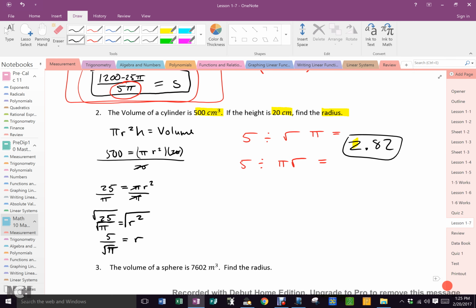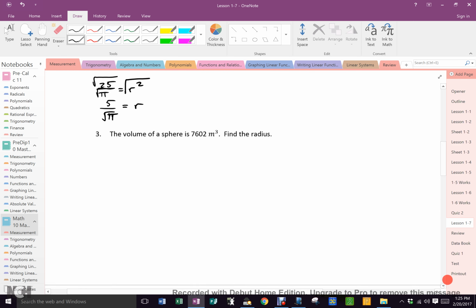So the next one. Volume of a sphere. So volume of a sphere is 4 pi r cubed divided by 3. That's the formula, right? We all know that. It's in our data booklet, right? We have a volume here. So where does that go? That goes in for V. So you have 7,602 equals 4 pi r cubed divided by 3. I need to get r by itself.